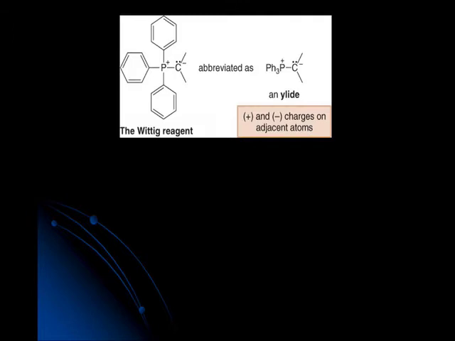It's kind of like a zwitterion, but zwitterions can have different charges located just about anywhere. Ylides have to have opposite charges on adjacent atoms. In this case, the phosphorus is positively charged, with a formal positive charge, and the carbanion has a formal negative charge. We know that carbons with negative charges can function as nucleophiles, and that's how this process works. We'll talk a little bit about that in just a moment.